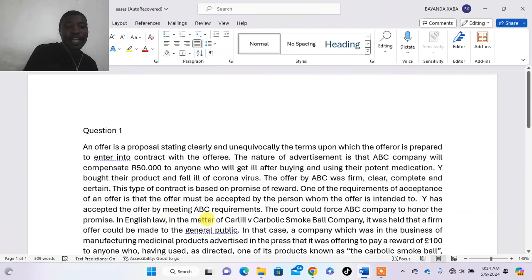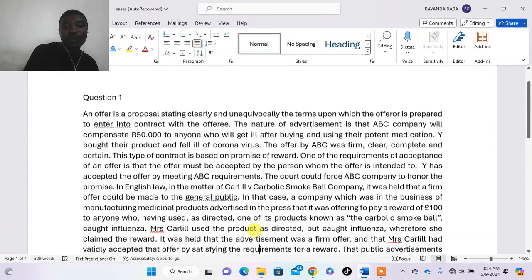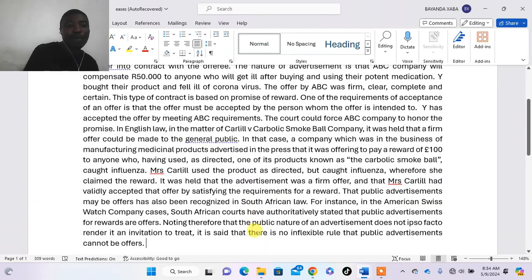In English law, in the matter of Carlill v. Carbolic Smoke Ball Company. That's how you must write the case. You do not write the full case, you just write Carlill versus Carbolic Smoke Ball Company. It was held that a firm offer could be made to the general public. In that case, a company which was in the business of manufacturing medicinal products advertised in the press that it was offering to pay a reward of £100 to anyone who used as directed one of its products, known as a carbolic smoke ball, and caught influenza.